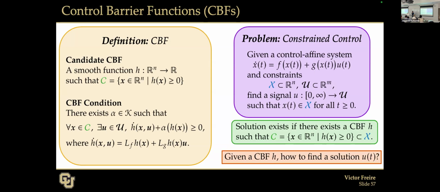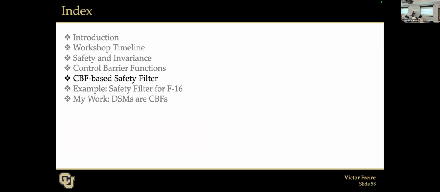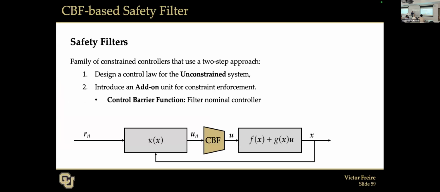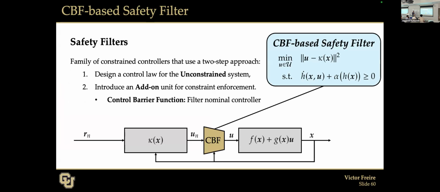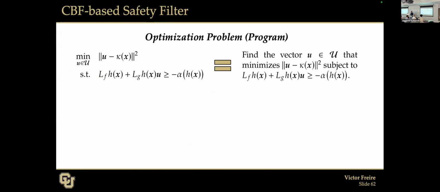Okay, but how do you actually find that solution? How do you find that input? That is what the CBF-based safety filter does. So now we're going back to that safety filter way of designing controllers. So here's the picture I had for that. Take the nominal input, filter it, and give you a safe input. What does that CBF block look like? It's an optimization problem that looks like that. So let's understand that optimization problem.